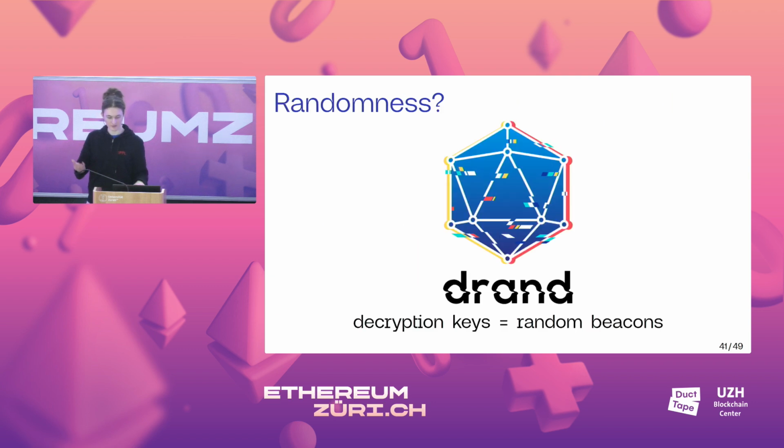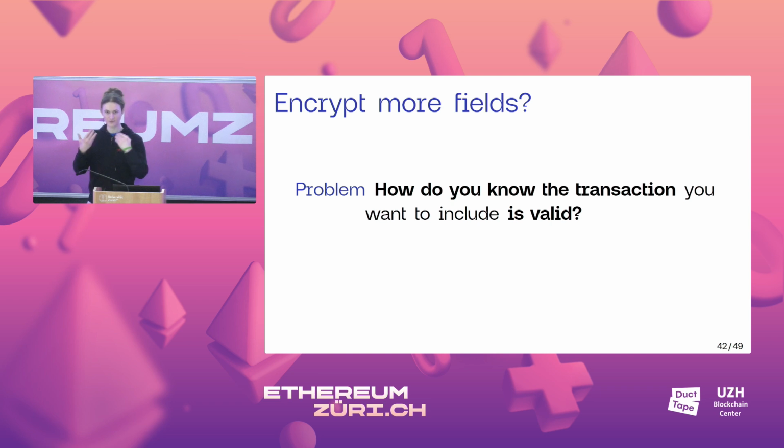This is a cryptographic property of the encryption schemes we use, which is also used by the DRAND project, which is that decryption keys can also function as random beacons. So it's not quite a first. I think some networks have synchronous randomness, but we can have synchronous randomness as a bonus on top of delayed execution. Now, can we encrypt more fields?